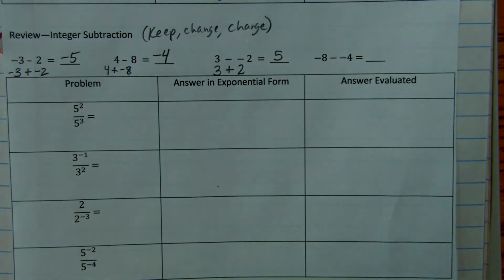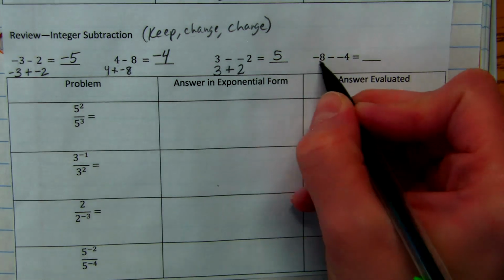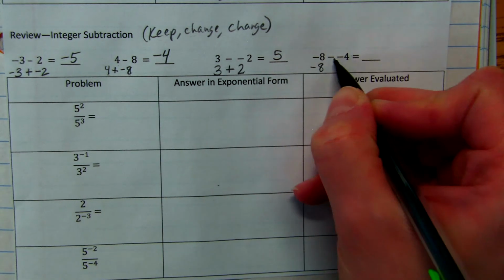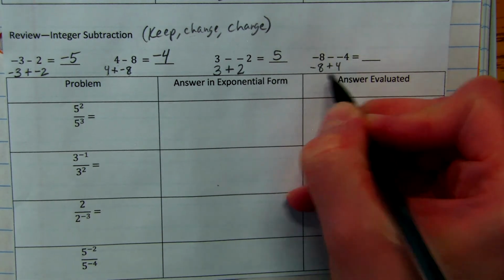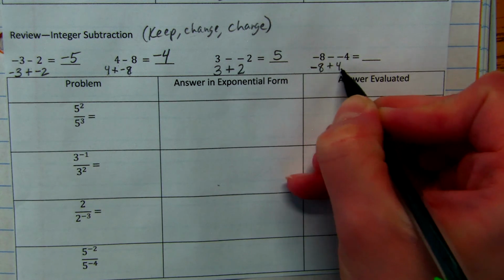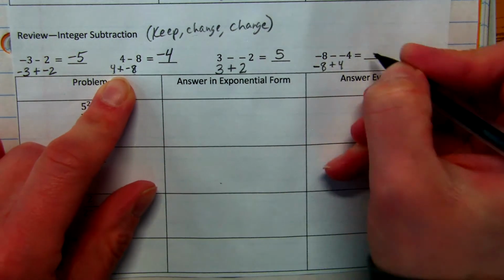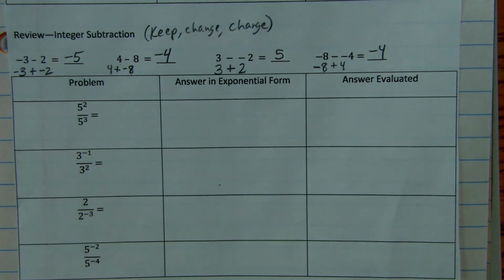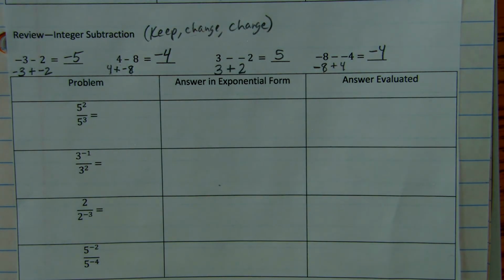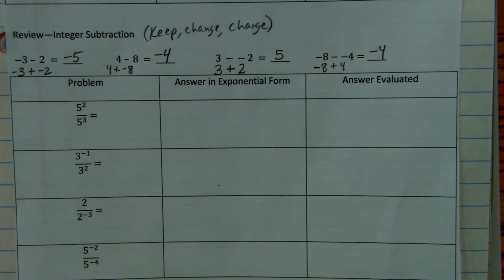We get 5. And then the last one, we have a -8. We'll keep that. Change this to addition. Change that to +4. So -8 plus 4. It's basically just like what we did over here. And we get -4. So hopefully that helps us remember how to do the negatives, or any problems that you cannot just subtract normally. You want to use keep, change, change to think about.